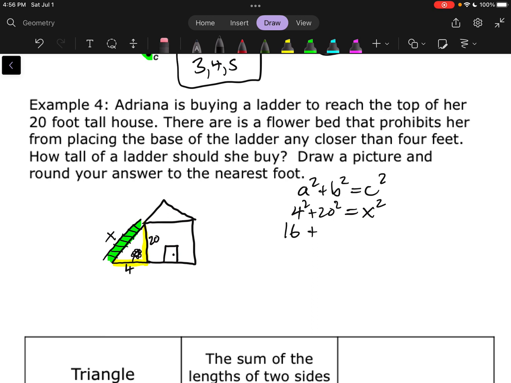So 4 squared is 16, 20 squared is 400. 16 plus 400 is 416. And we need to take the square root of that. Now, it does say round your answer to the nearest foot, so we don't need to bother simplifying this. We just need to actually take the square root of 416, and that is 20.4.